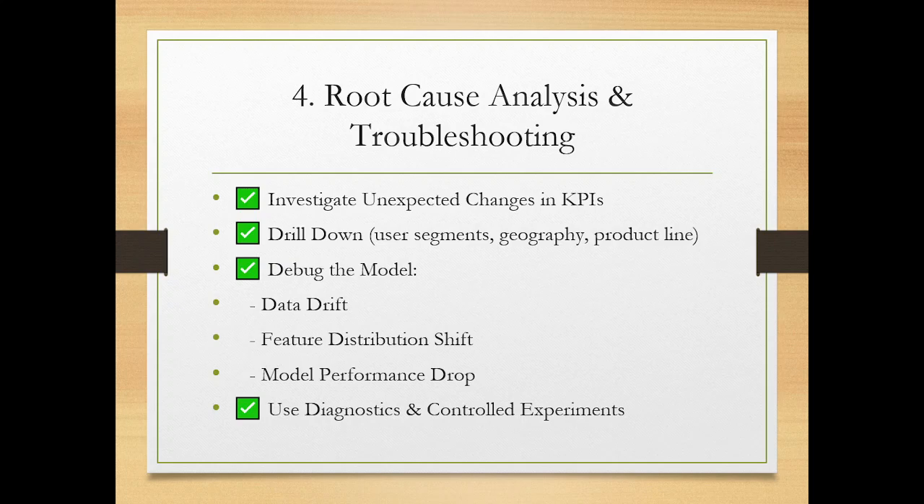And then we should drill down these metrics and understand if user segments are working well, or if there is any change in the geography or the product line. Depending upon that, we can understand what is actually causing the problem. And then we should debug the model. Is there any kind of data drift? Data drift means the model was trained on a certain kind of data, and now the model is experiencing other kinds of data, which leads to data drift. Or feature distribution shift, as in I trained the model with a few features or characteristics, and now the features are coming out to be something else, which could lead to a model performance drop.